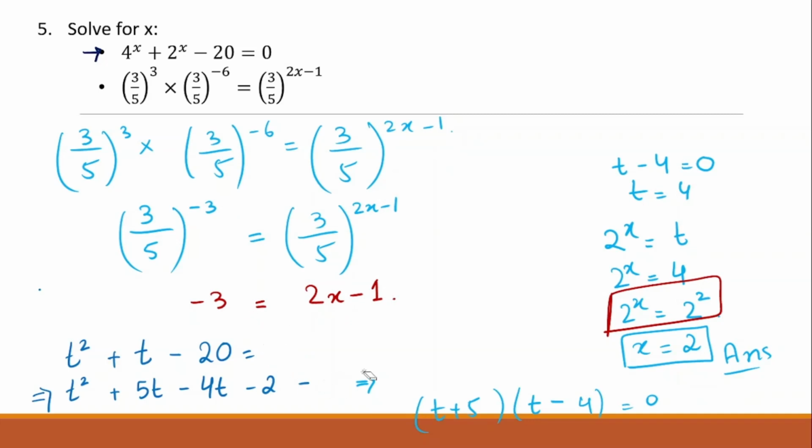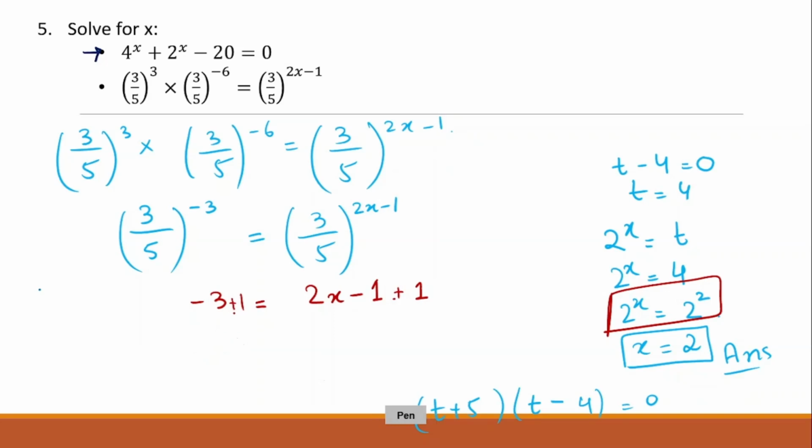So when you simplify this equation, let's see what you will get. You have to find the value of x, so you have to isolate x. In order to isolate x, add positive 1 on both sides. So negative 3 plus 1 is negative 2 equals, here negative 1 and positive 1 will be cancelled, so negative 2 equals 2x.